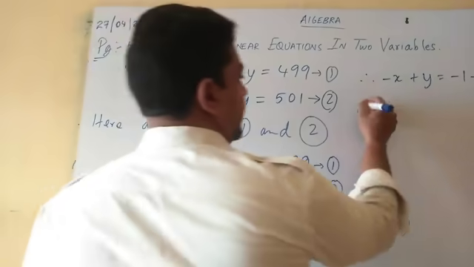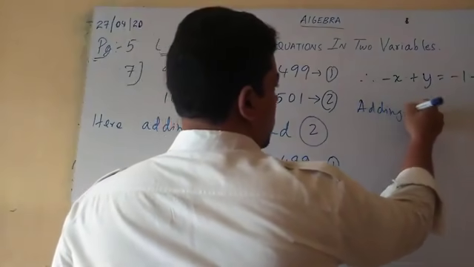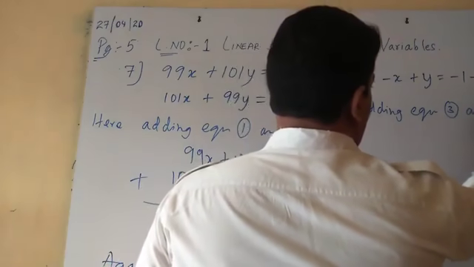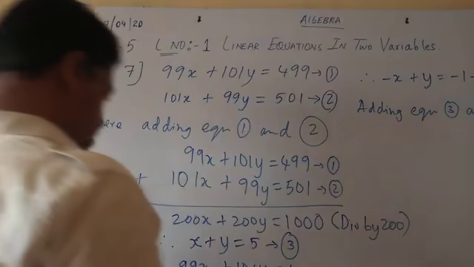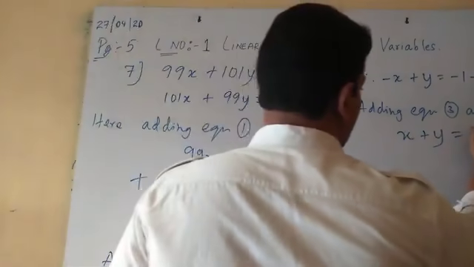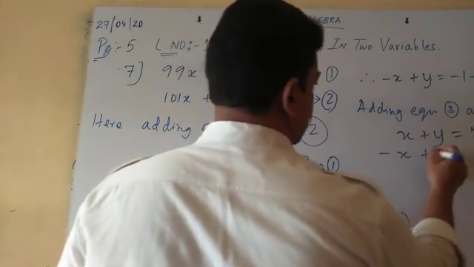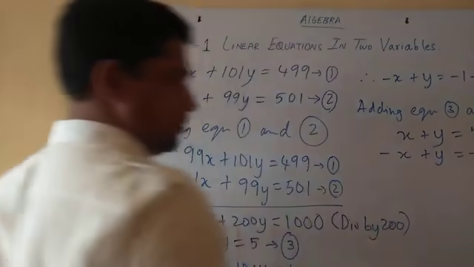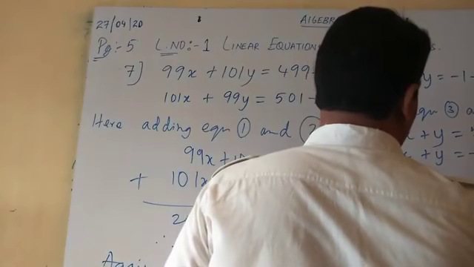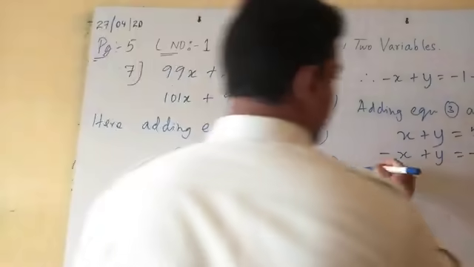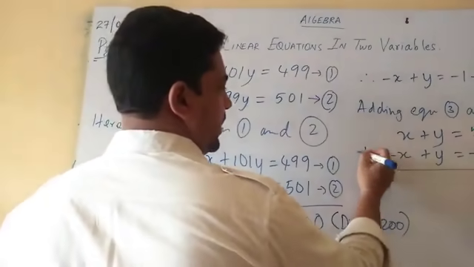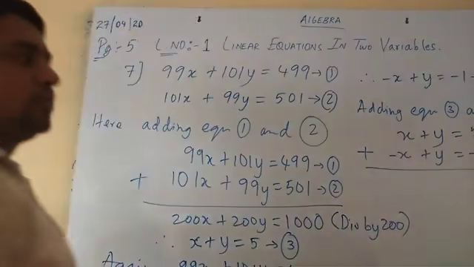Let's see. Adding equation 3 and 4. That is x plus y is equal to 5, minus x plus y equal to minus 1. Okay, this is your equation number 3. This is your equation number 4. Okay, once I add it, let's check. This was the original sign, correct? But when I'm adding, I'll have to write add. But this will get cancelled anyhow.